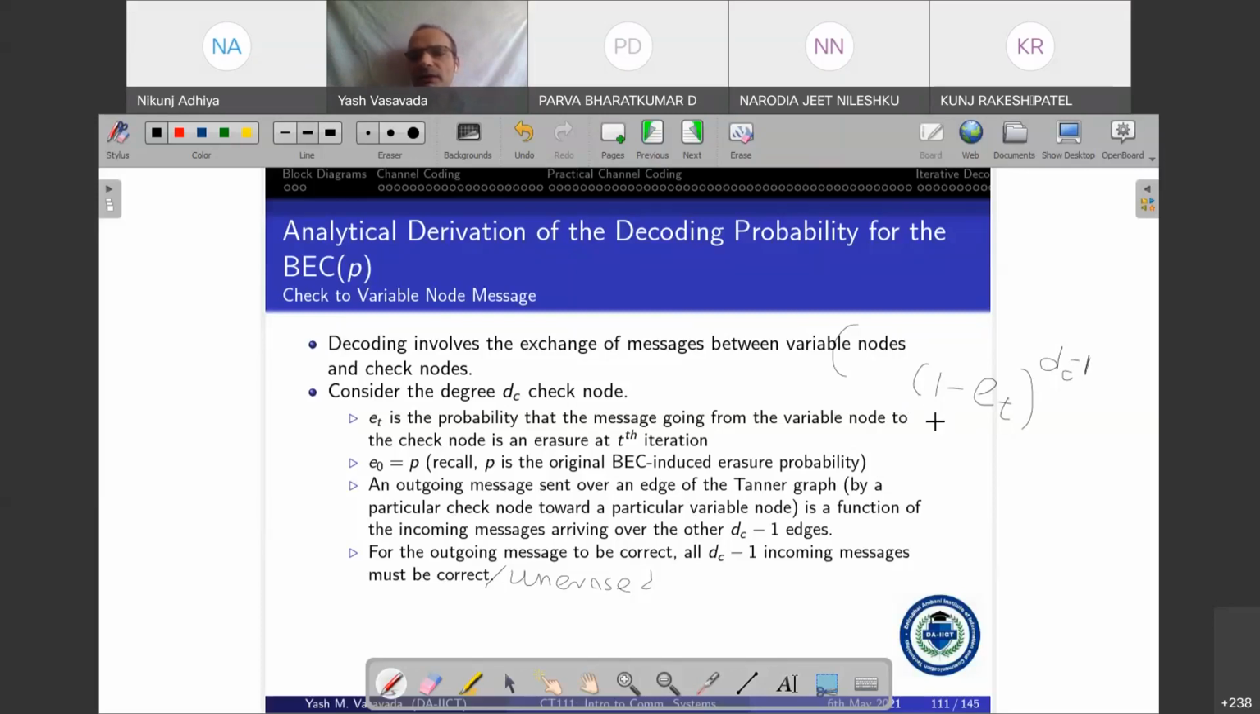Why is this the probability? Because E of t is the probability that the incoming message is erased. So 1 minus E of t is the probability that the incoming message is not erased. And for this check node to produce an unerased output, all of these dc minus 1 messages have to be unerased. And so the net probability is this.